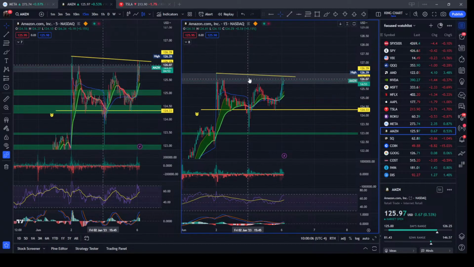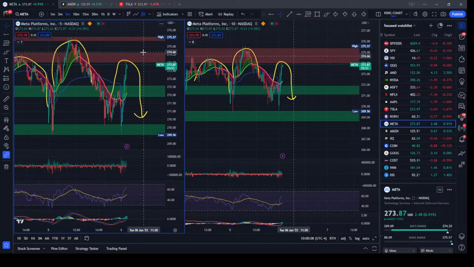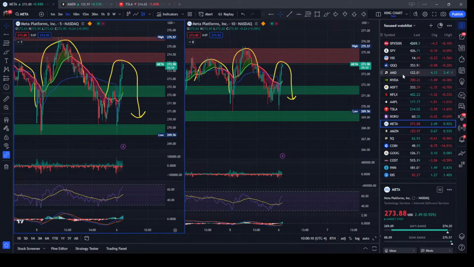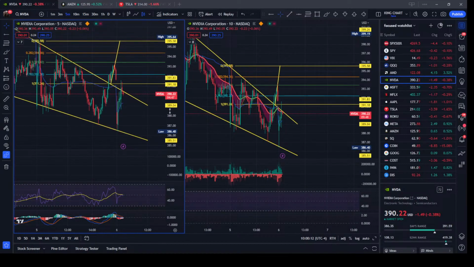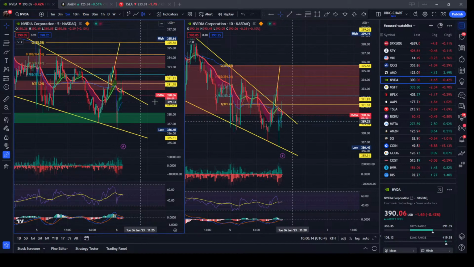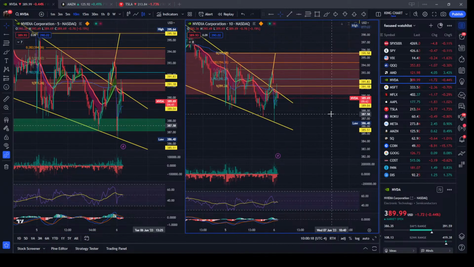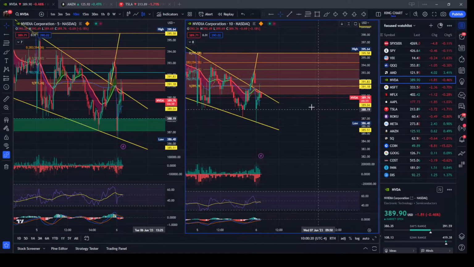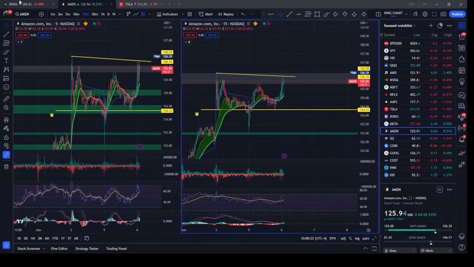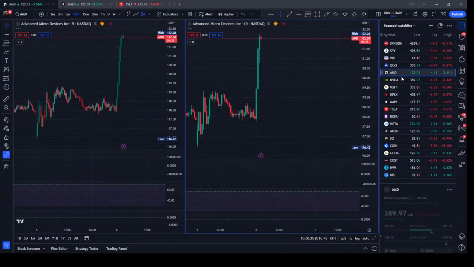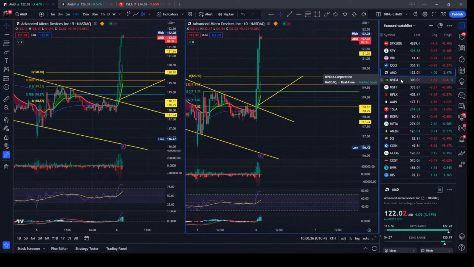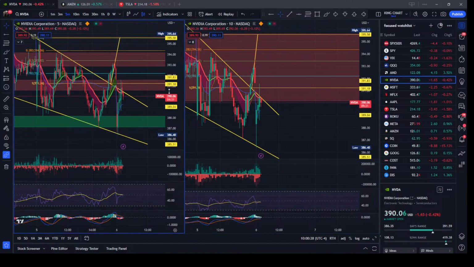Amazon also trying to break out here. Oh, wait, 5-minute candle closed. Meta's pushing. NVIDIA breaking back down. Yeah, I don't know what's up with AMD. It just looks unstoppable today.